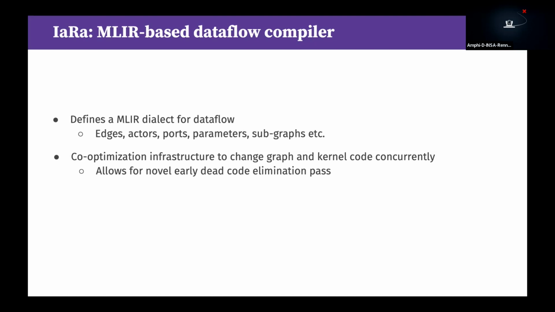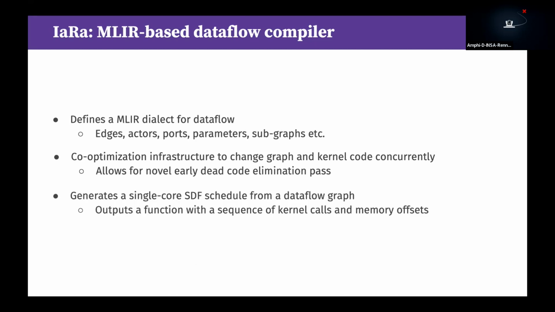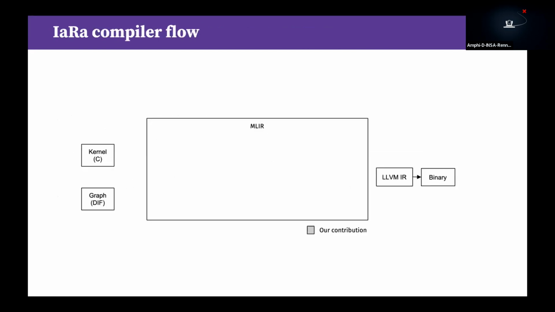This is not something that was done up to now, or very difficult, because it was separated between the Dataflow compiler on one part and the kernel code compiler on the other part, and that allows for a novel early dead code elimination pass. So that's a proof that I'm going to detail. And to prove that it works, we're going to generate a very simple single core SDF schedule for the Dataflow graph. It's going to be just a function with a sequence of kernel codes and memory offsets, to prove that we are able to generate code and this compiler works for simple applications.